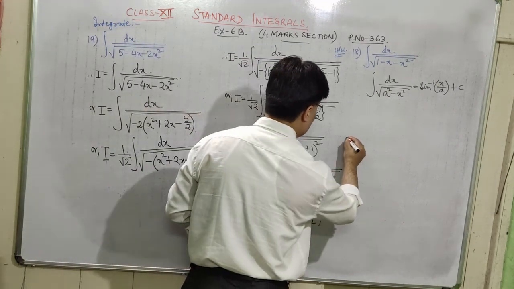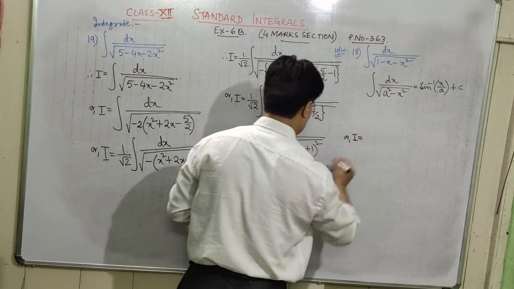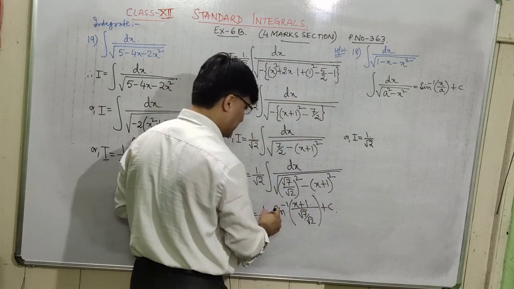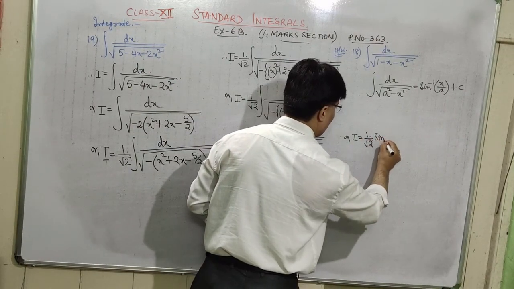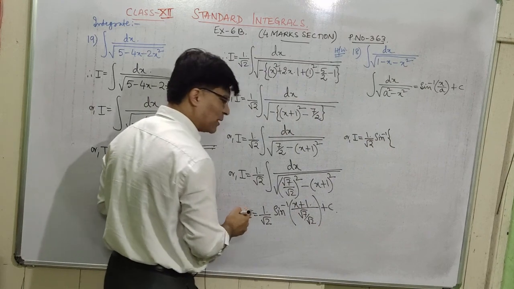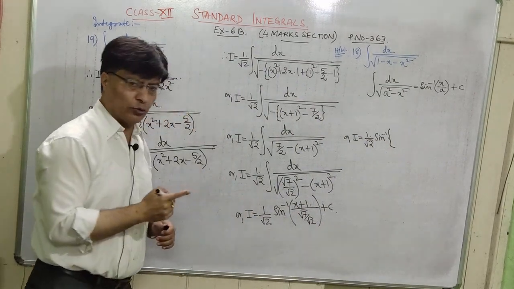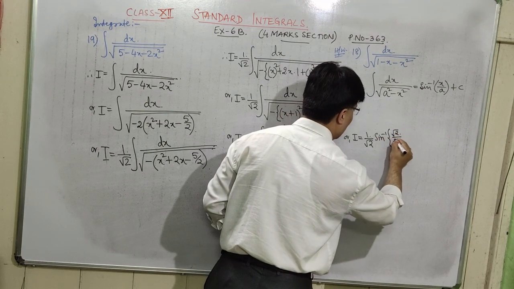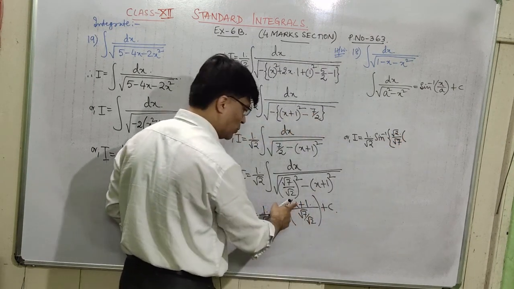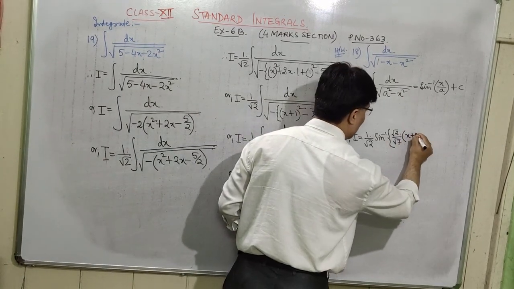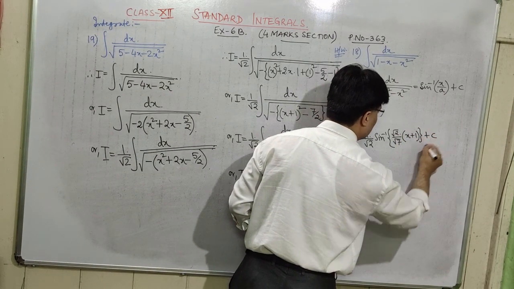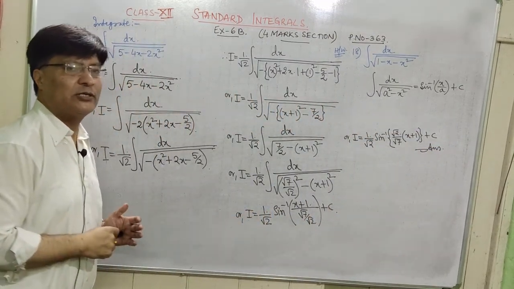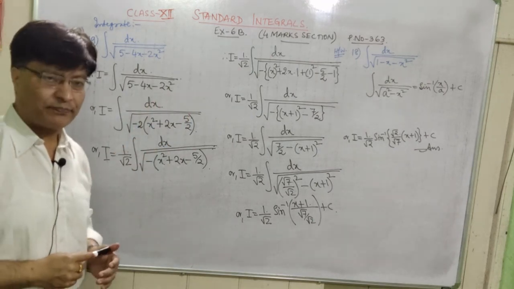Okay, so in the next step, let us simplify it. So I is equal to 1 by root 2, then sine inverse within second bracket. When this root 7 by root 2 goes up in the numerator, it becomes root 2 by root 7. It is root 2 by root 7, and within bracket what do we have? x plus 1. First bracket closed, second bracket closed. Then what do we write? Then we write here plus c. So that is the final answer.